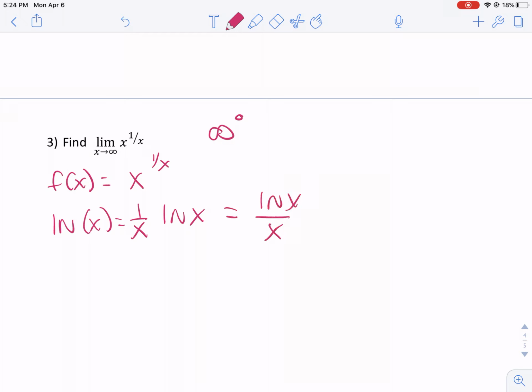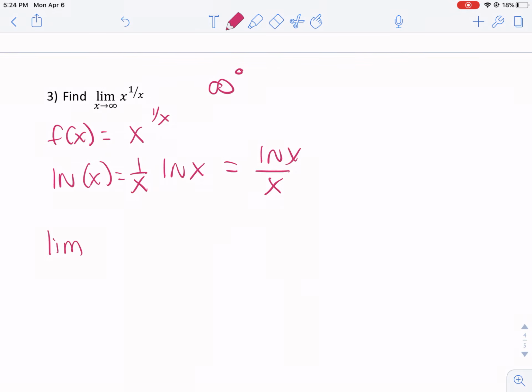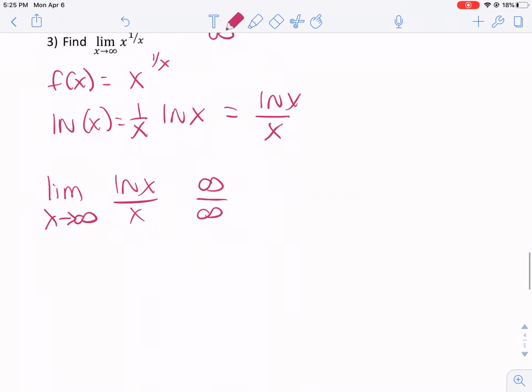Now, it looks like I might be in good shape because I already had this written now as a quotient, which, remember, I hope you're starting to see the pattern is what we're going to be wanting to do. So this is the thing that I want to take the limit of. If I imagine plugging in infinity, this would be infinity over infinity, which is ready for L'Hopital. So I use L'Hopital's rule.